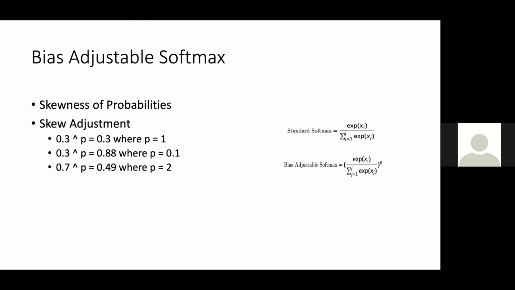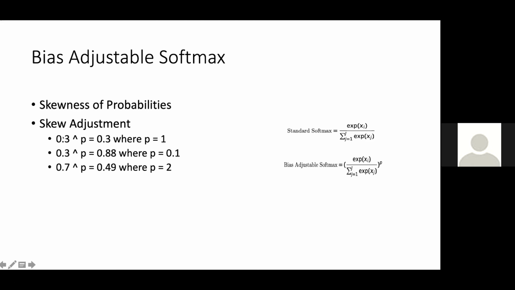And another concept that we use in our final solution is bias adjustable softmax. So it's not just a simple softmax. We have a power on it, or you can say an exponent on it. What it does is it adjusts the skewness of the probabilities. It's similar to weighted cross entropy loss, but it's after training, in post processing. So it modifies the exponent of softmax.